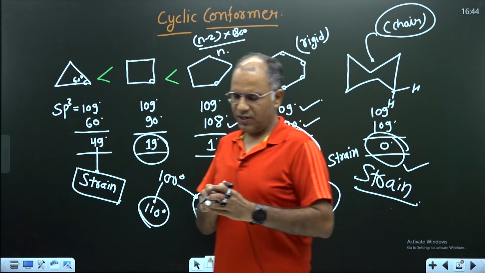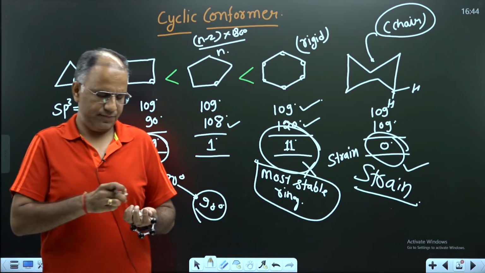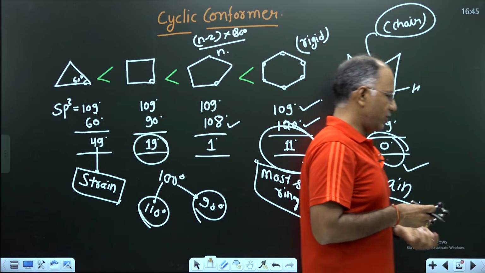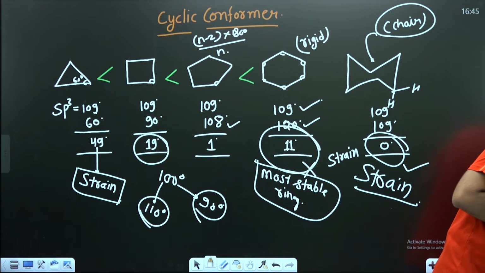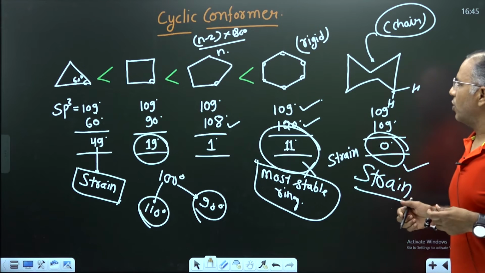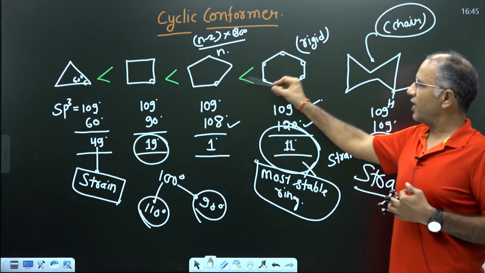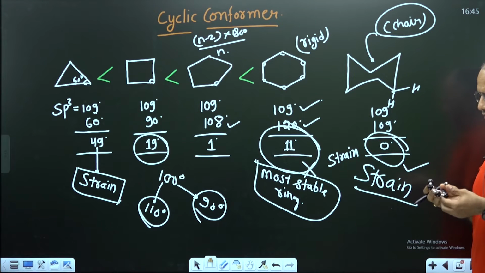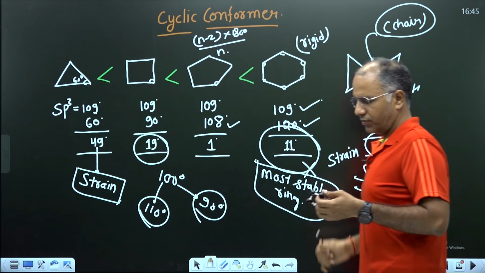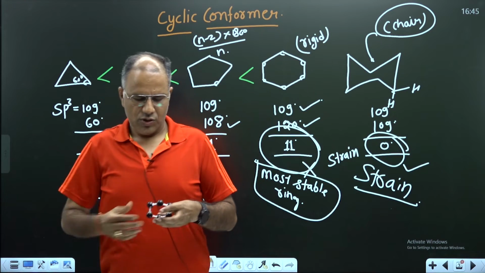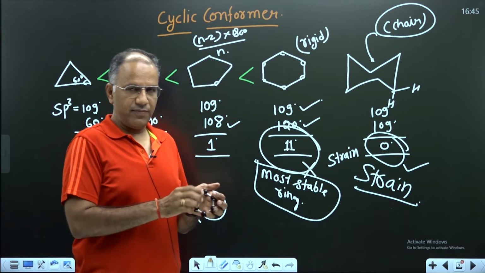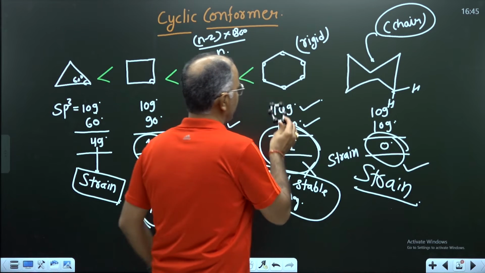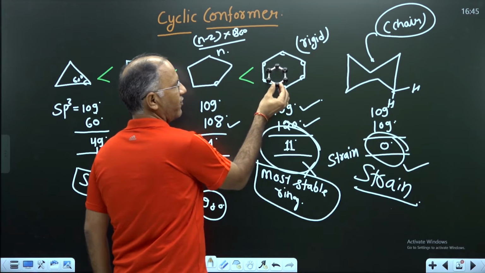Now let me explain with a simple model. So first of all, write down in your notes, the relative stability order of rings is 6 member, 5 member, 4 member, 3 member. This is the order of stability of rings. Now this is our rigid conformer. This model represents this rigid form.